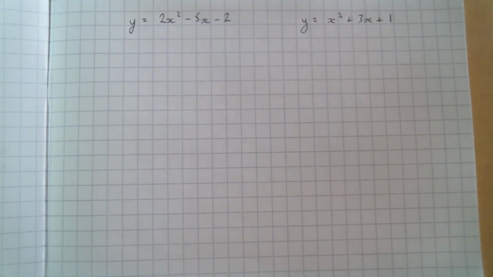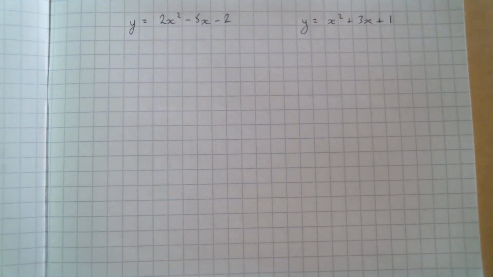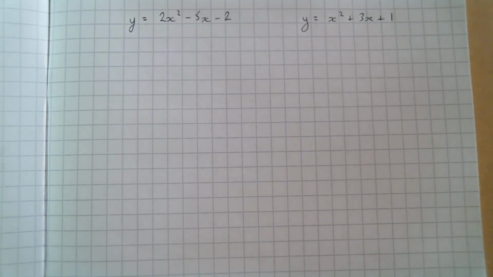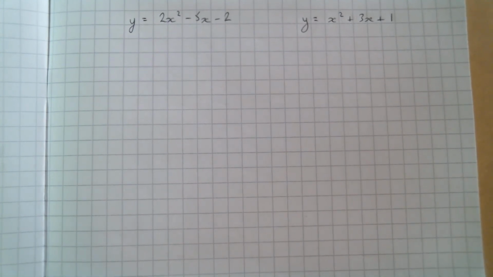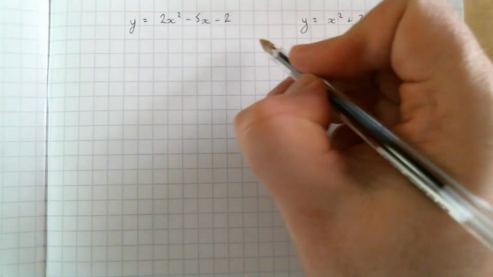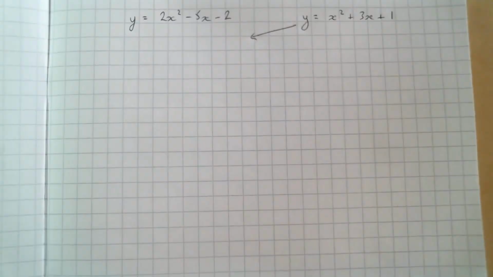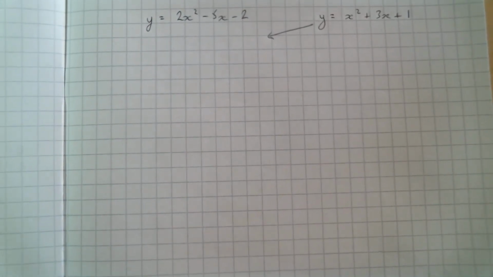Let's take a look now at what happens if we have two quadratics that may or may not intersect each other. y equals 2x squared take 5x take 2, and y equals x squared plus 3x plus 1. It's the same process as before. I can pull this to the right or that to the left, it doesn't really matter. In either case, we're going to get much the same thing.